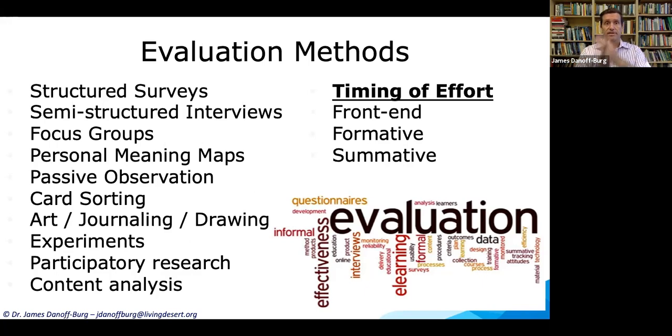Make sense? So we have the methods on the one side, and we have the timing of those evaluations on the right. So we could do structured surveys as front-end evaluations, or as formative evaluations, or as summative, depending upon when we do it relative to when the intervention has begun. Make sense? Okay, so we'll continue on.